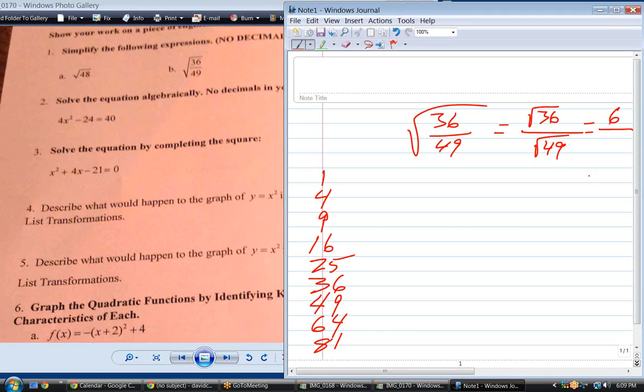6 divided by... Is it 7 or... Yeah. In other words, there's 49 on that list. So 49 is 7 squared. So that's a pretty easy one once you do that first step. In other words, it's a lot harder to view this as taking the square root of 36 49ths. But it's really easy to view it as the square root of 36 divided by the square root of 49.